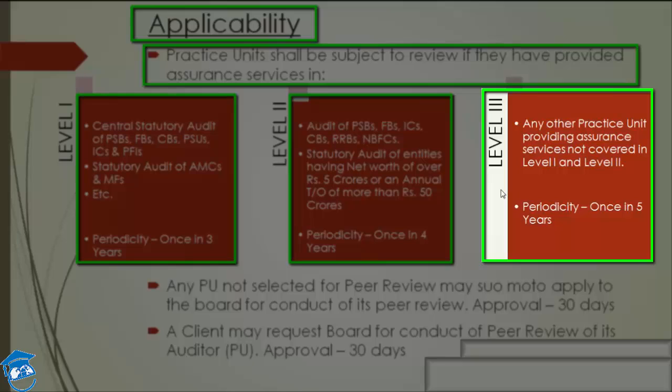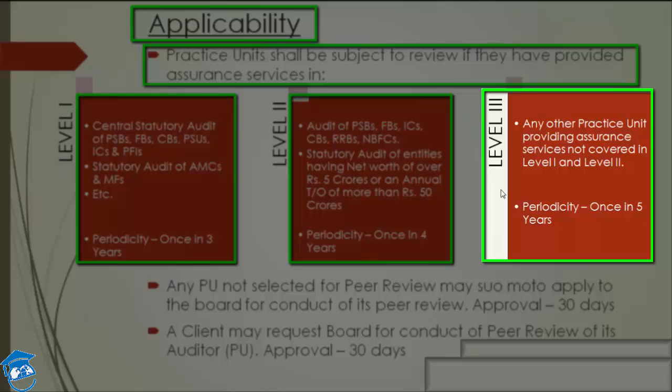Any practicing unit providing the assurance services who have not been covered under level 1 and level 2 will be covered under this. Their periodicity will be once in every 5 years. So if somebody is going to ask me the perfect question, sir, is peer review really important and is it mandatory? Obviously, even if you are not getting involved in level 1 or level 2, you'll still always be getting yourself covered under level 3. Then only the time period is going to change. That's it. So applicability is going to happen to everybody over there.